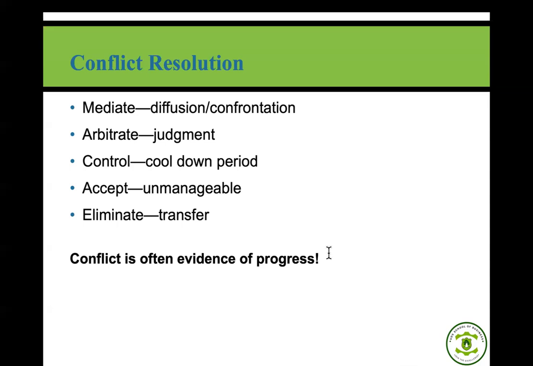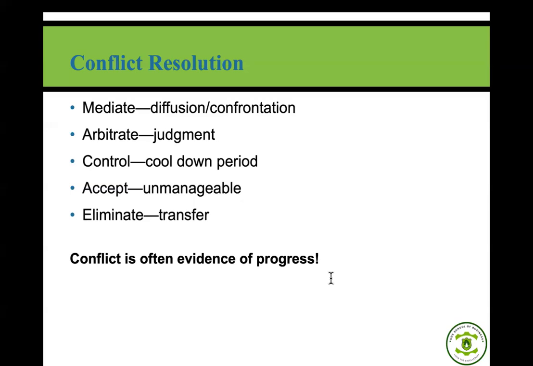Then we also have accept. We use this one when we say it is unmanageable. Sometimes conflicts may be so irreconcilable. Looking at the nature of the conflict, the best course of action is to acknowledge and plead with aggrieved members to just try and understand. When we have a conflict and they tell you to understand, it means the issue is unmanageable. They are just telling us to accept it and let's move on. And then the last one, we have eliminate.